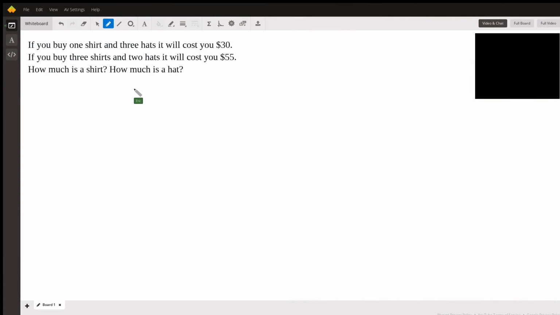If you buy one shirt and 3 hats, it will cost you $30. If you buy 3 shirts and 2 hats, it will cost you $55. How much is a shirt? How much is a hat?